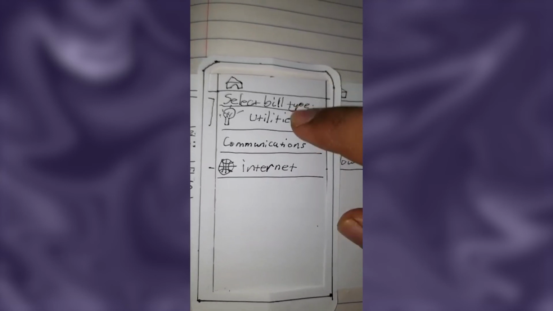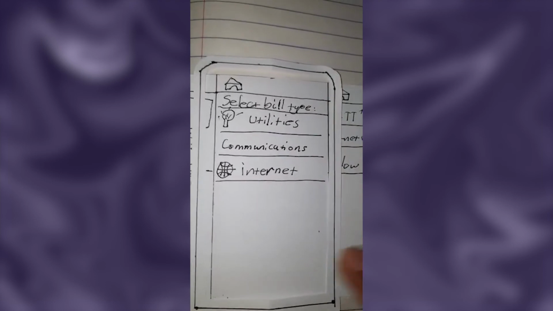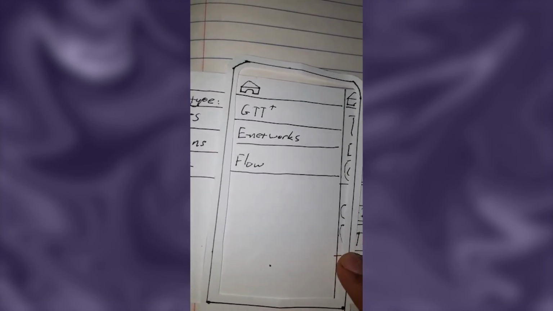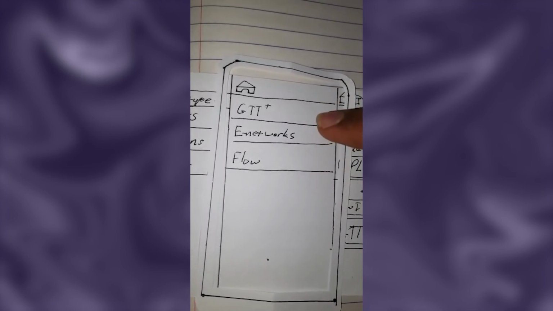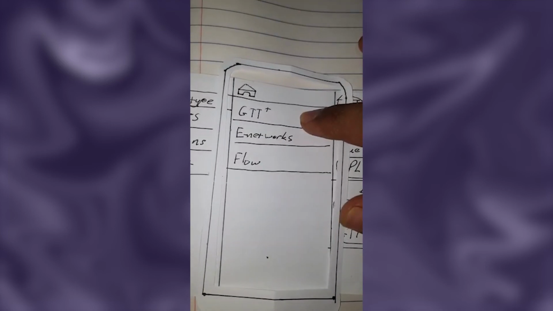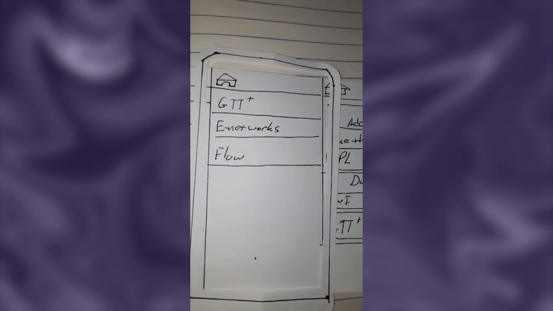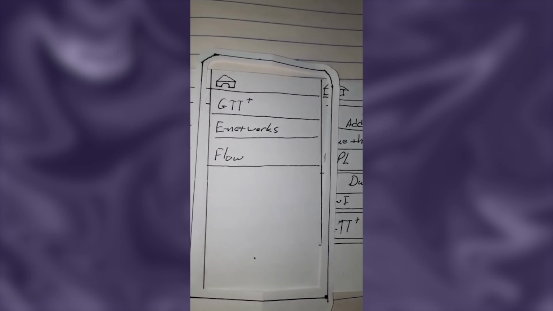So the person would click on, say, internet, which will direct them to a list of companies that provide internet, so ISPs in this case, and they can select which company they use, which will then direct them to a different page to input their information so that they can track their bill correctly.